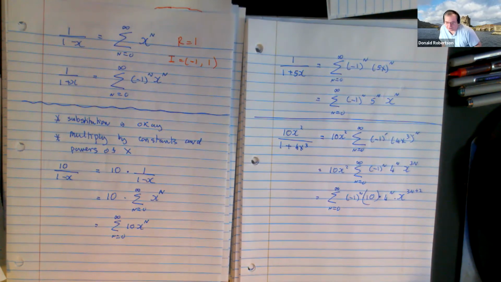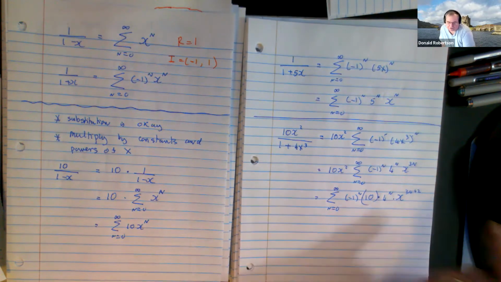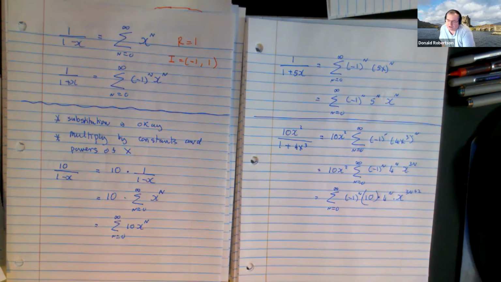My gut feeling is that this one has a radius of convergence of 1/4, and the interval of convergence is -1/4 to +1/4. And you don't use the endpoints, but you could check that yourself.